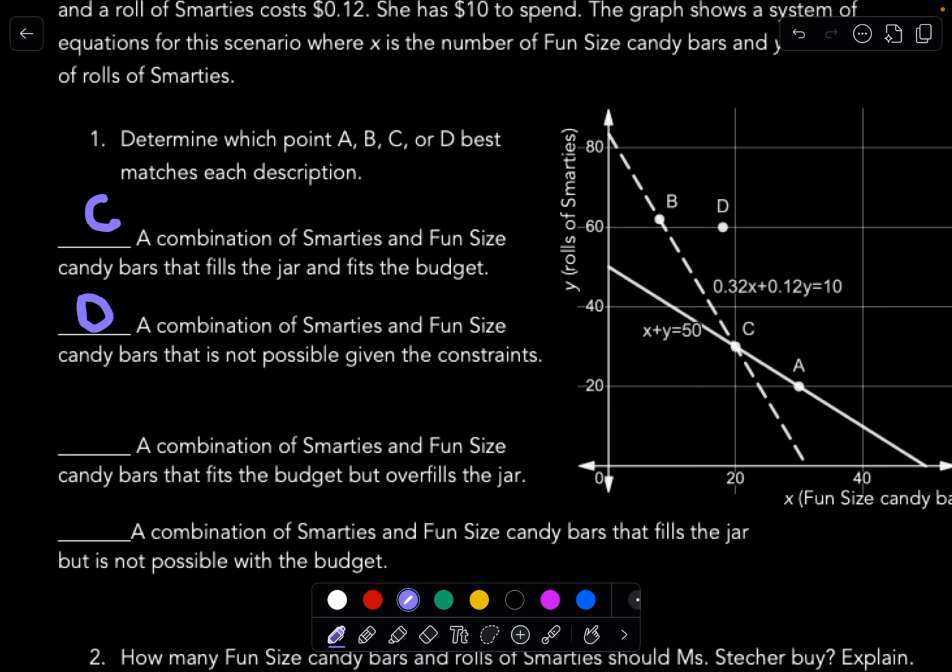Okay. A combination of Smarties and fun-sized candy bars that fits the budget. Remember, this is the budget right here, so it has to be on this line. But overfills the jar. So here's the budget. Point B is on the budget, but it's above this line here, which dictates the number of candy bars that can fill the jar. So point B is the answer. It would fit the budget, but overfill the candy jar.